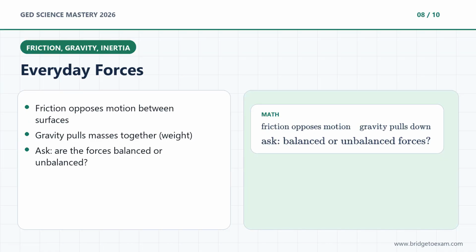Let's ground this in daily life. Friction is a force that opposes motion between surfaces. It is why a sliding book eventually stops, and why we can walk without slipping. Gravity is the force that pulls masses together. On Earth, it pulls everything downward, giving objects weight. And inertia, from the first law, is why a still object needs a push to get going, and a moving object needs a force to stop. When you read a motion problem, quickly ask which forces are acting, and are they balanced or unbalanced?